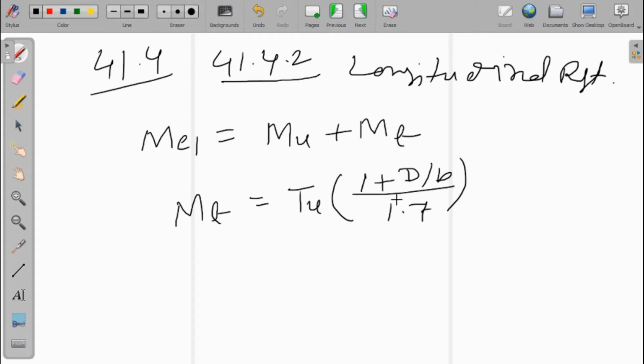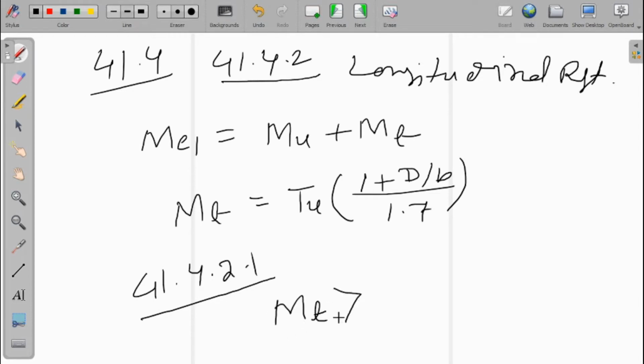Now, again there is a condition given in clause number 41.4.2.1. What is the condition given? It is said that if the numerical value of Mt exceeds the numerical value of moment Mu. So it is saying that numerical, we do not go for sign. If the Mt is greater than Mu, longitudinal reinforcement shall be provided on the flexural compression face in addition to the tension face.